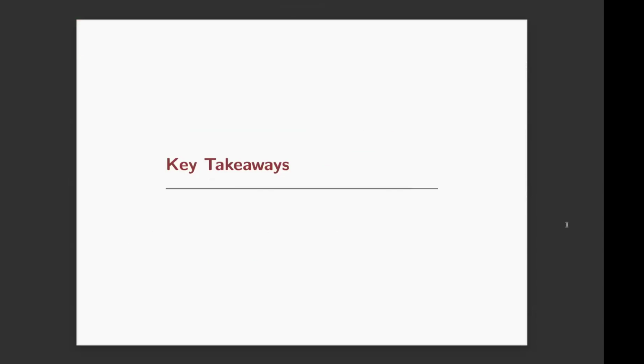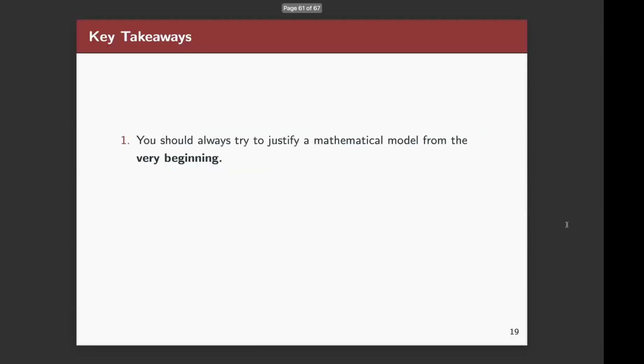And so now that's basically the end of the lesson. Now I'll go over some key takeaways. First of all, there's a very basic principle of modeling: you should always try to justify a mathematical model from the very beginning, whether it's a very simple model or a model involving very advanced math. And modeling is not just combining existing models.